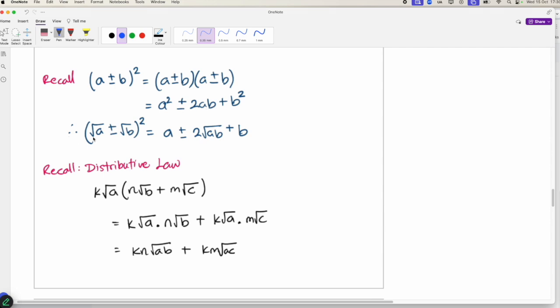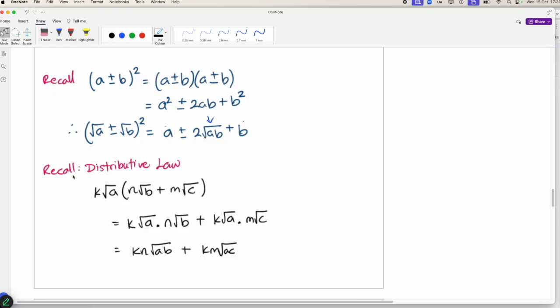Similarly, if you had the root of a plus or minus the root of b, squared, you'll have a plus or minus 2 times the square root of ab, plus b. So you'll essentially get rid of some of these surds. You will have this surd left, but that is alright, because most of the time you'll be dealing with a difference of two squares or conjugation.